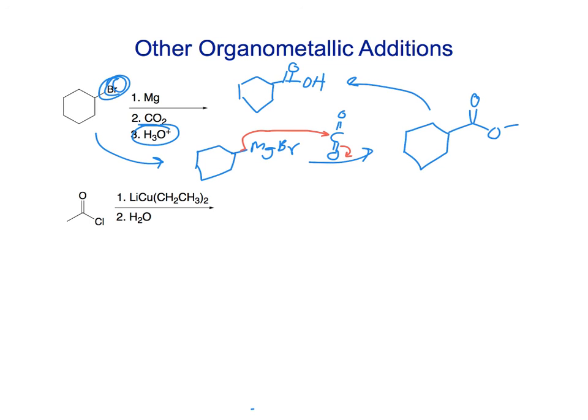Okay, we form the Grignard, add CO2. This is an easy reaction to do. You just form the Grignard and you can just dump it in on some dry ice, okay, which is solid carbon dioxide. It's an easy way to even just test to see if your Grignard even formed or not.